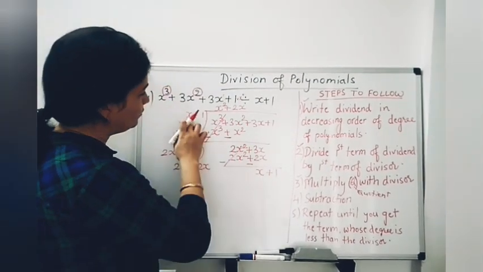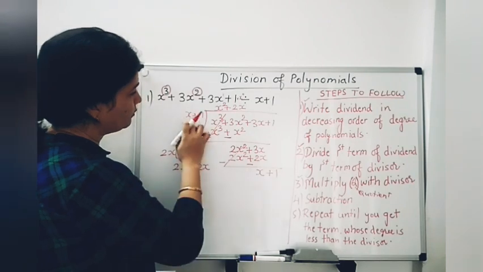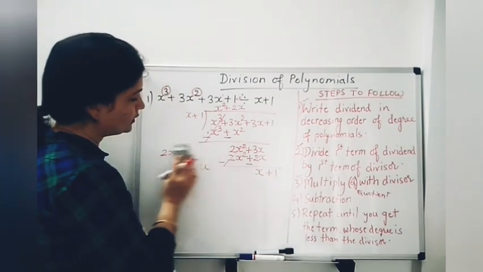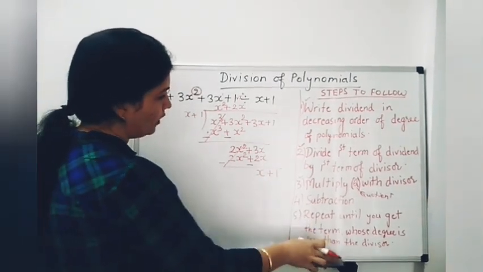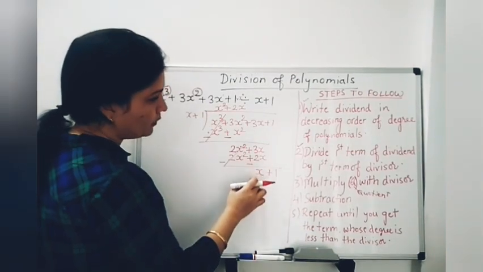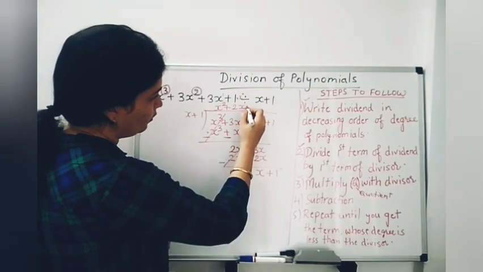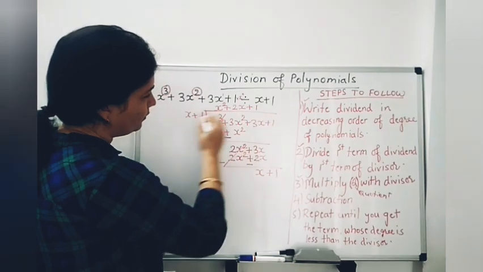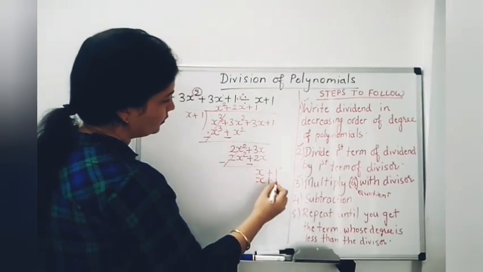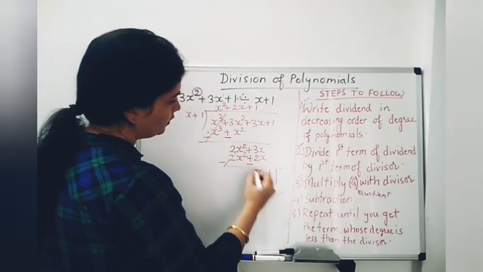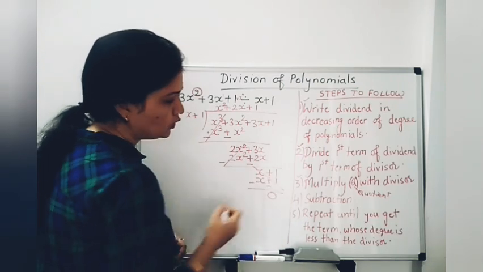Now before dividing, we see that x plus 1 and x plus 1 are the same. So if we multiply by 1, the quotient will be 1, and we will get the same term. Again subtract, the whole thing will cut, and you will get 0 remainder.